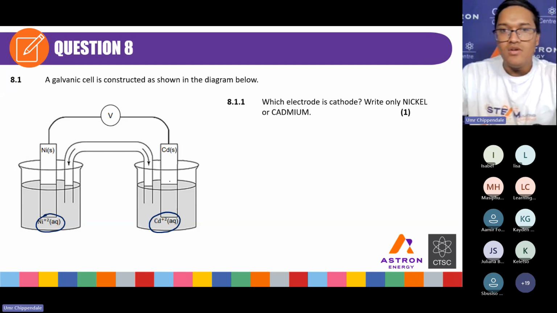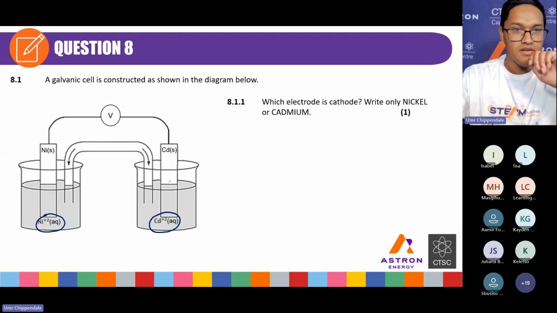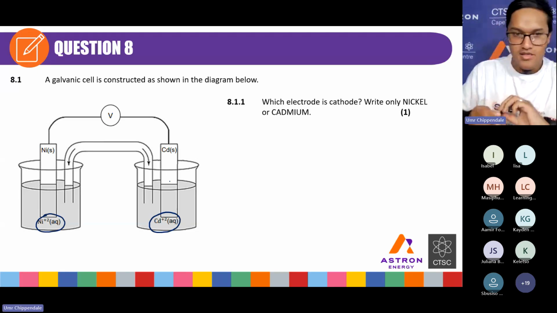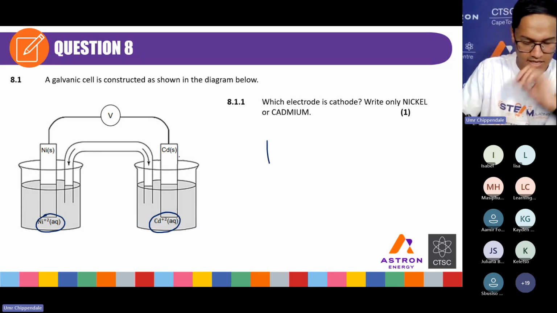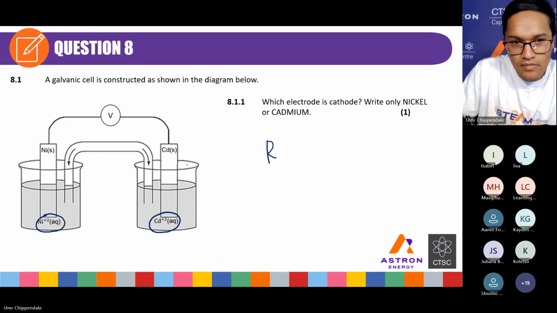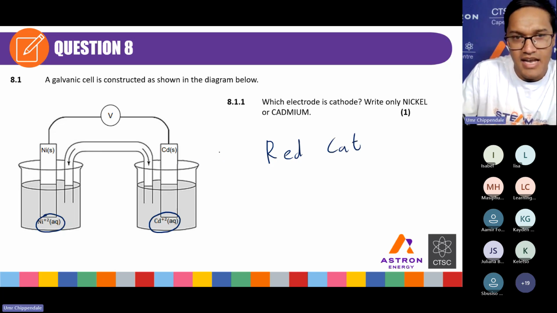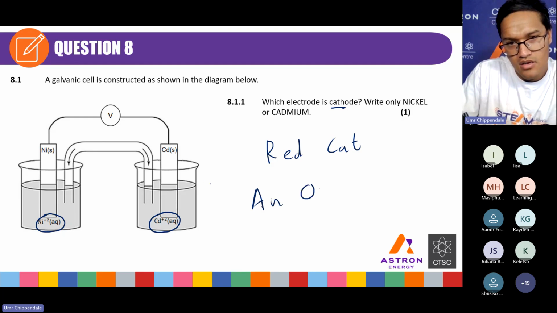Now, because I was speaking about the electrode, before we answer it, I want you to know this. Always remember red cat. Red cat means reduction takes place at the cathode. So know that reduction takes place at the cathode, and the opposite would be an ox. So oxidation will take place at the anode.